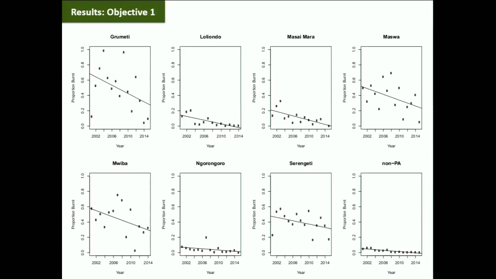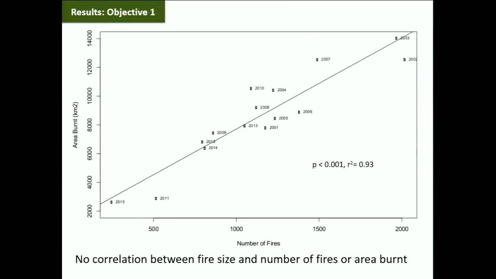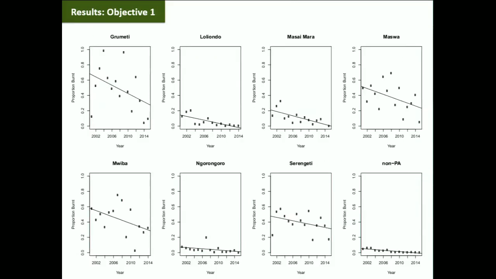This pattern, however, is for the whole ecosystem. When we split this and look at each management type separately, we find that only two of them are actually declining significantly. This is proportion burnt, but if we look at number of fires or fire size or any of our other fire traits, what we're finding is that some protected areas are changing significantly, either increasing or decreasing, and others are not. So we have this big heterogeneous pattern across the ecosystem.